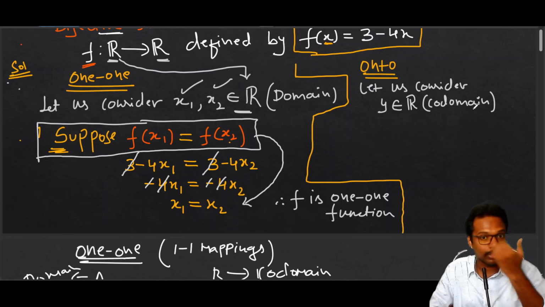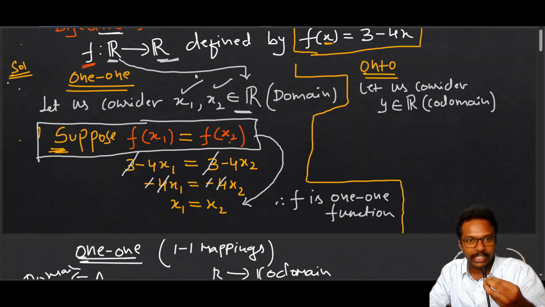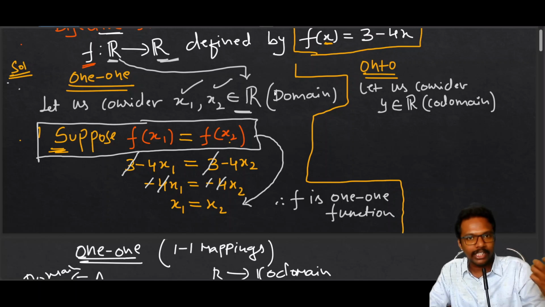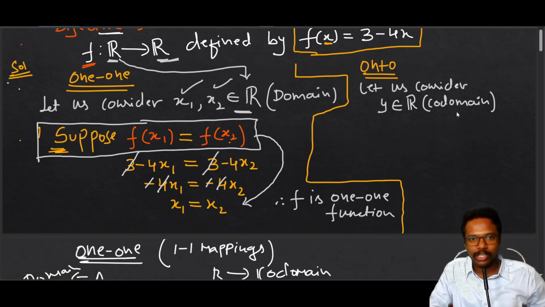Okay, I hope you understood. The codomain part here means the second element. From the second set, I am considering a y and I am reaching the first set, the domain. If there is an element in the domain, then it is onto. If it is not there, then it is not onto. Okay, so y belongs to R, the codomain.